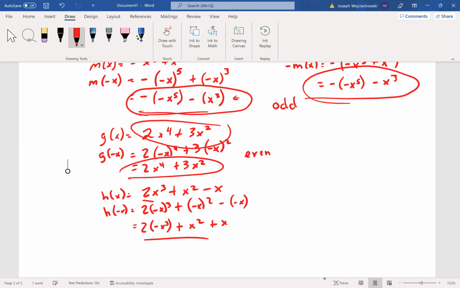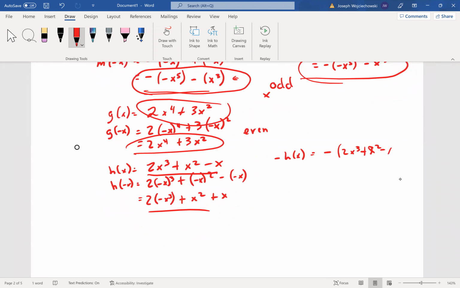So this and this are not the same, so it is not even. We'll check odd. We're going to find the negative of h of x. That's the negative of 2x to the third plus x squared minus x. So this is simply negative 2x to the third minus x squared plus x. Are these the same? They are not.